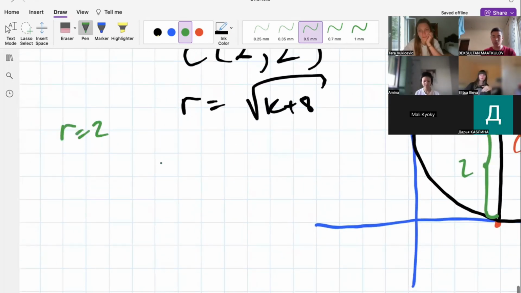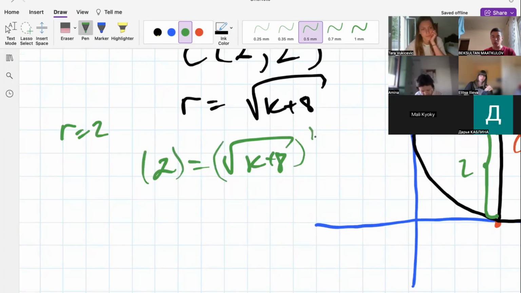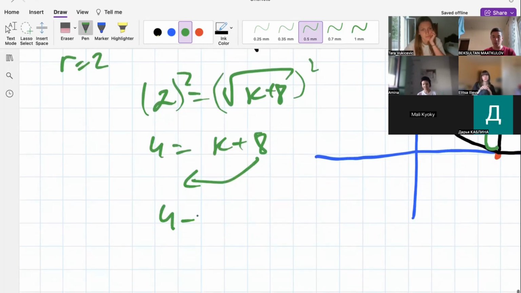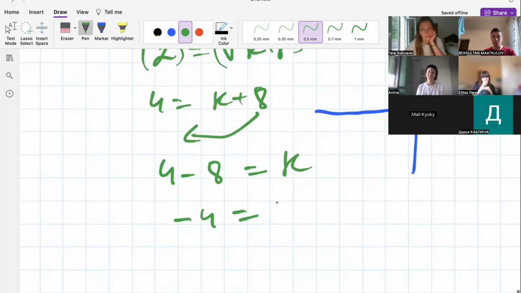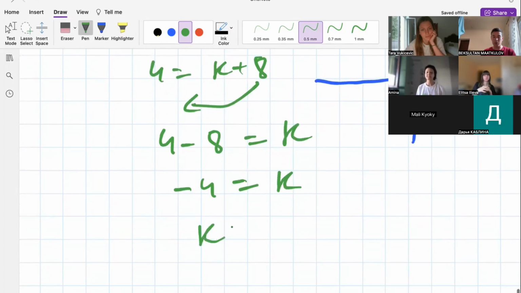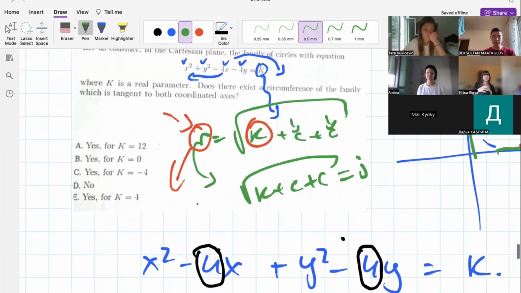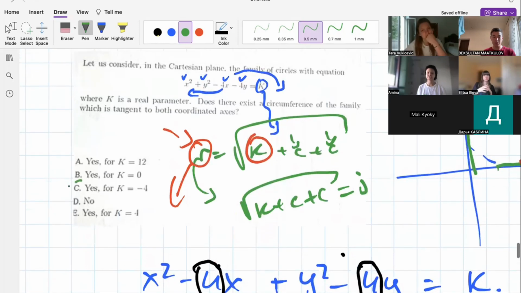So you just solve it. Instead of r, you write 2, and 2 is equal to the square root of k plus 8. You square both sides, and then you have 4 is equal to k plus 8. Then you transfer it to the left side. It will be 4 minus 8 is equal to k, and minus 4 is equal to k. So k is equal to minus 4, which is C.